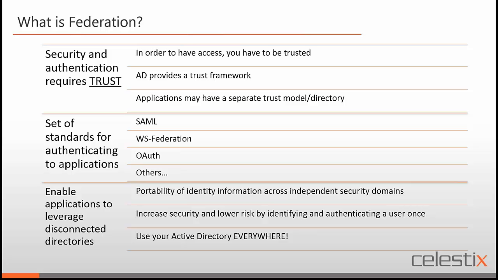And Federation really at its core is taking both those components, the trust model and a set of standards for authenticating applications, and allowing these applications to leverage what we call disconnected directories. A disconnected directory is something that the application doesn't necessarily have a trust relationship with at its core. It doesn't know any details about the directory. It doesn't know how to authenticate users. It doesn't leverage any of the information. So we use Federation really as a way to bridge that gap, if you will, and be able to port information from our directory to that end application and use it for authentication and perhaps some authorization activities as well.